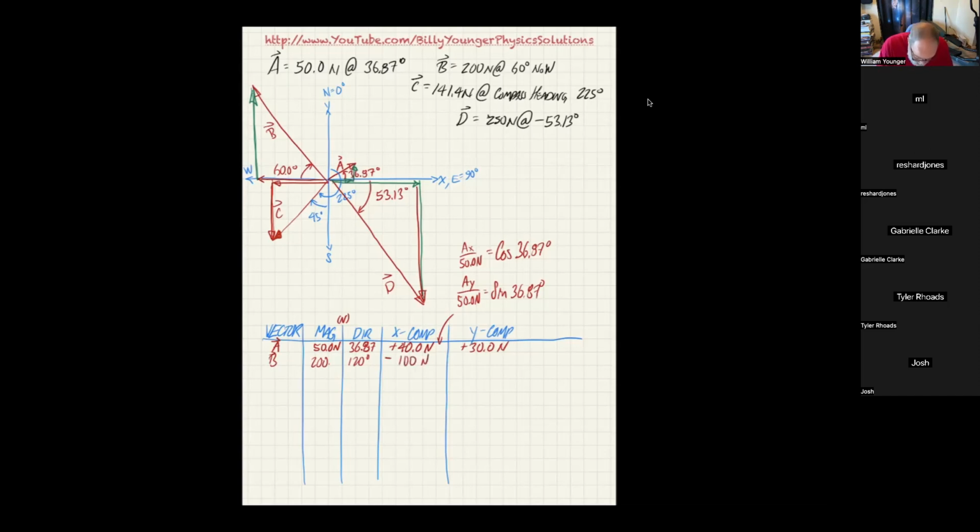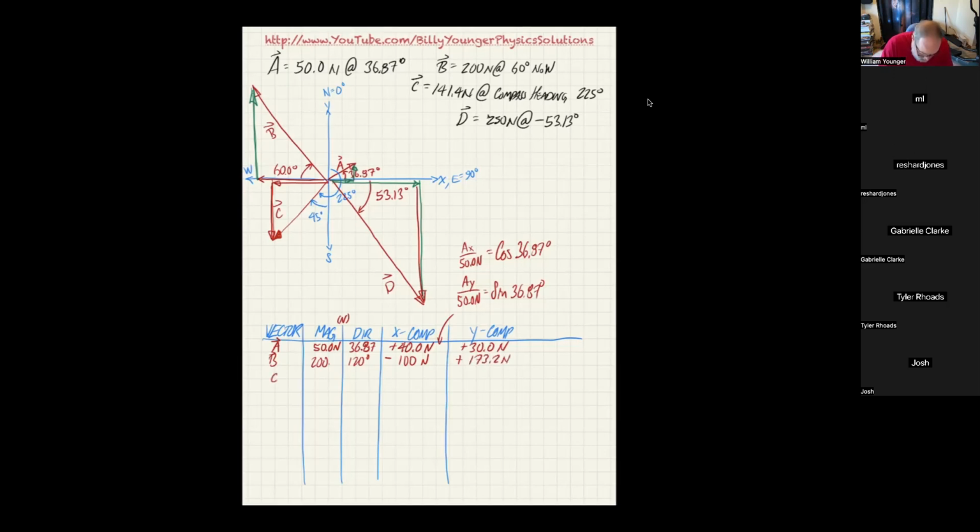And now the y component is going to be positive, so I'm going to force that there. So I'll put the positive there. Now I'm going to say 200 times the sine of 60. And that gives me 173.2 newtons.